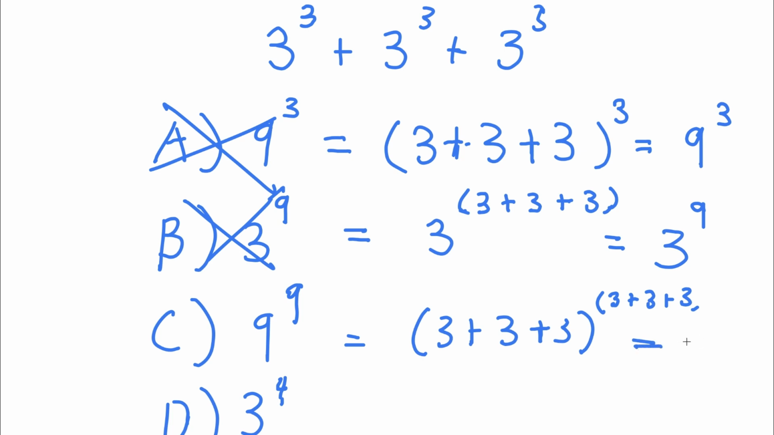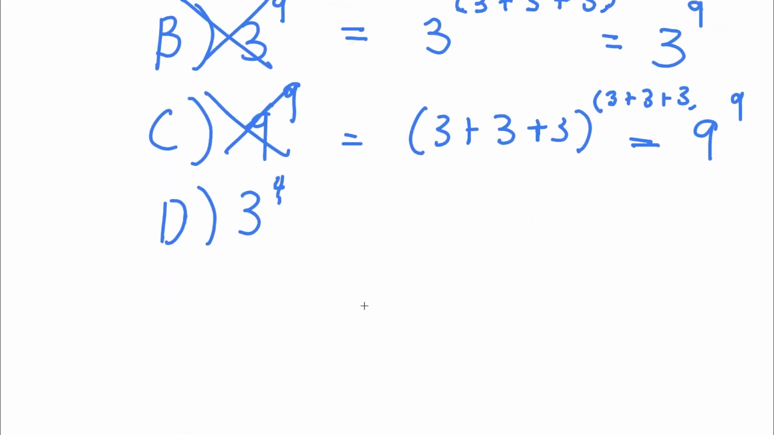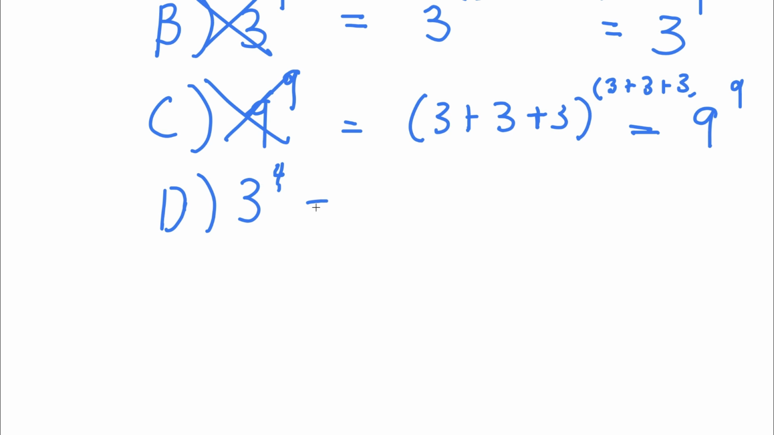And you get 9 to the power of 9. This method is wrong as well. So finally, we have d, which is 3 to the power of 4. And this is the correct method.